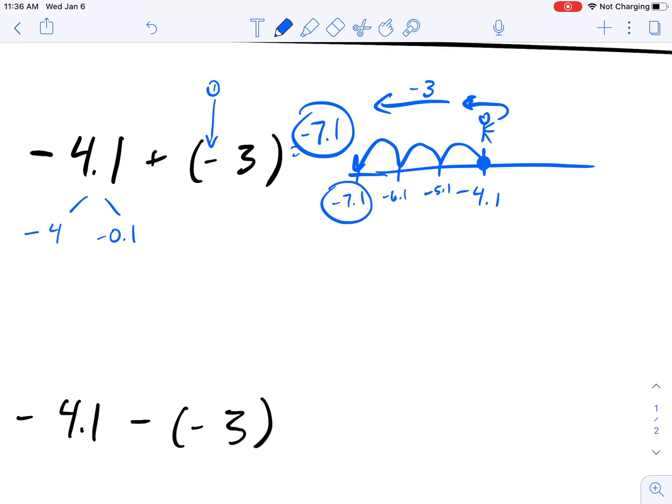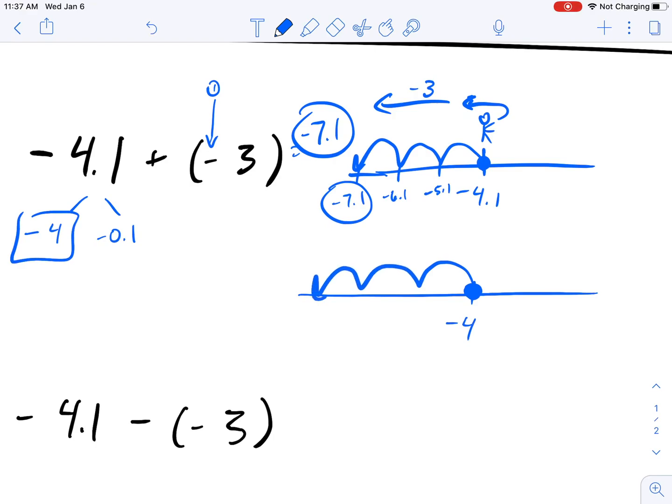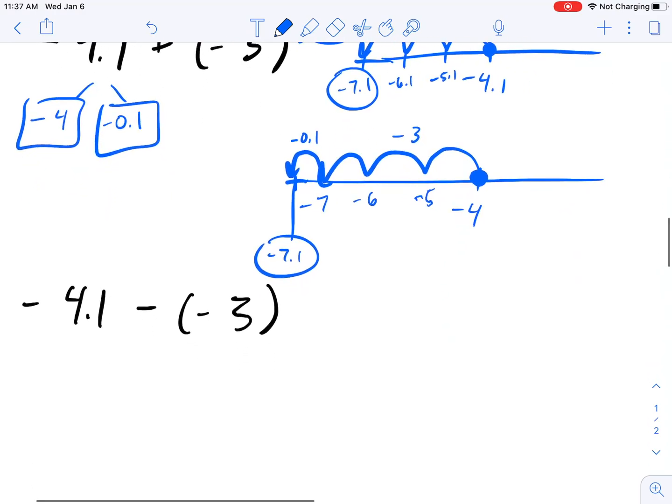So once again, it's the same skill as integers, but it's a lot trickier because of the decimal, all right? The other way you can do this is if you want to take this -4 and start at -4, okay? And then you want to add the -3, so you go 1, 2, 3, so -5, -6, -7. That's fine. And then you need to put in the -0.1, so go -0.1. Okay, so this would end up at -7.1, right? So if you want to break it up, you can do that as well, all right?